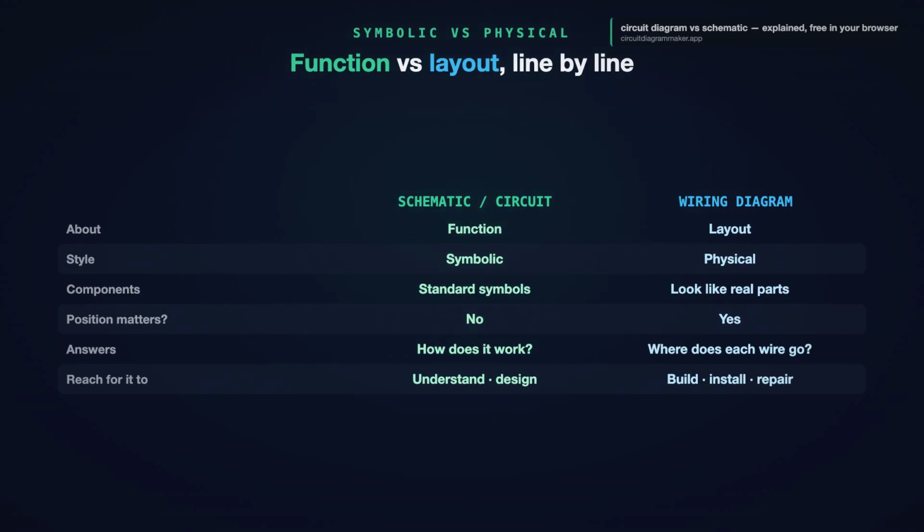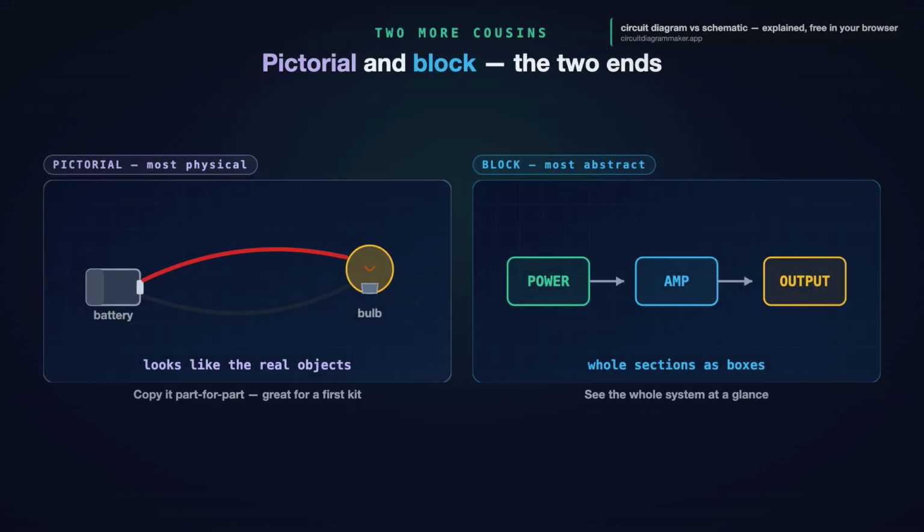Two more cousins are worth naming, so the whole family makes sense. A pictorial diagram goes even further toward the physical than a wiring diagram. It draws components as little pictures of the real objects, a picture of a battery, a picture of a bulb, wired together the way a beginner can literally copy. Great for a first electronics kit. Not great for anything complex.